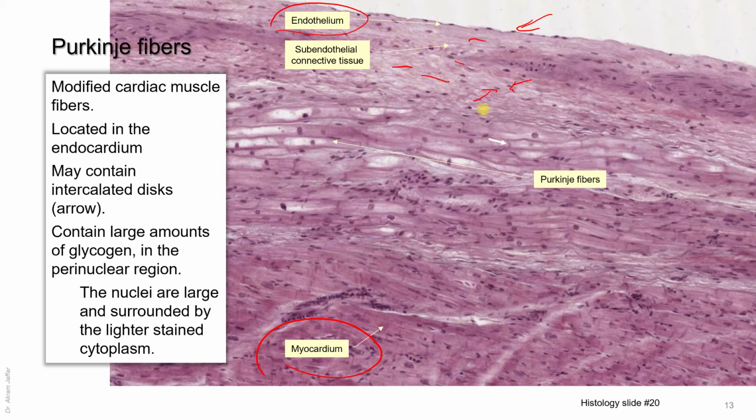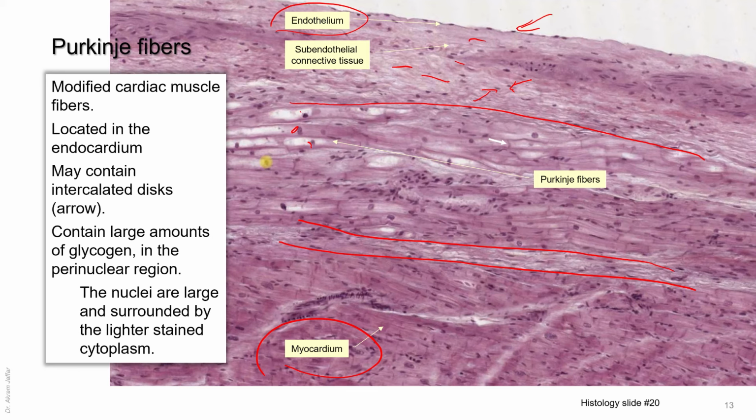And then the myocardium is obvious here. And you can see that in the endocardium, there are these cells in some places. You can see these cells. These are the Purkinje fibers, part of the conducting system of the heart. They are modified cardiac muscle fibers, and that's why in one way or another, they look like cardiac muscle. They are cylindrical. They have a centrally located nucleus.